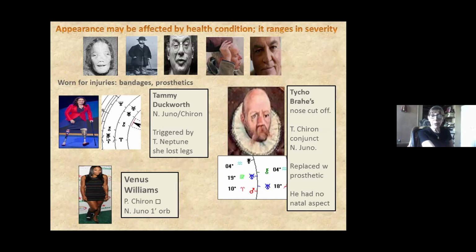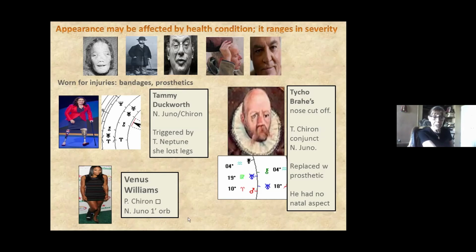But also when people wear anything to cover injuries or to help their injuries, like an artificial leg. Now, Duckworth has Juno Chiron. She was born with the symbolism. It was really more triggered by Neptune when she had her injury and she was fitted for her prosthetic. But on the day it happened, and you will see this all the time, on a day where she had a big Juno, that Juno Chiron was an aspect in the sky. And that's what was going on. There was a Juno Chiron aspect in the sky, but Neptune was really hitting her natal Juno Chiron symbolism.